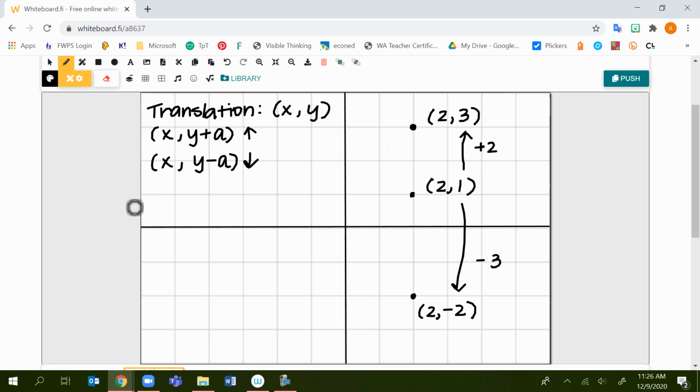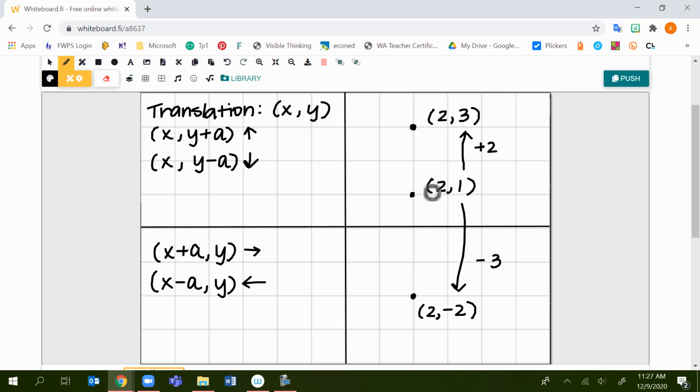Let's talk a little bit about our left and right translations. Our left and right translations are going to affect my x coordinates. So if I have an x plus some number, I know that I'm going to actually be translating to the right. And if I did x minus some number, I'll be translating to the left.